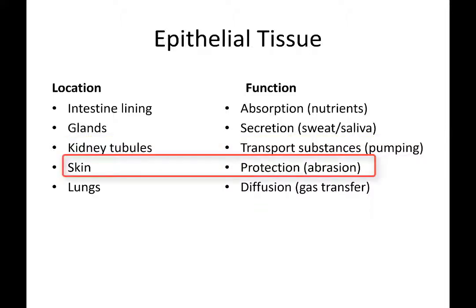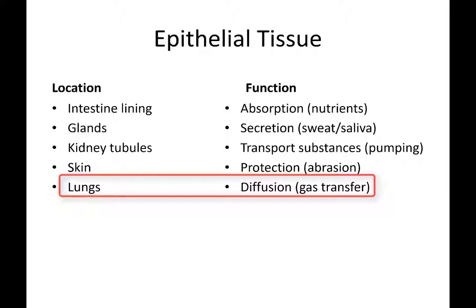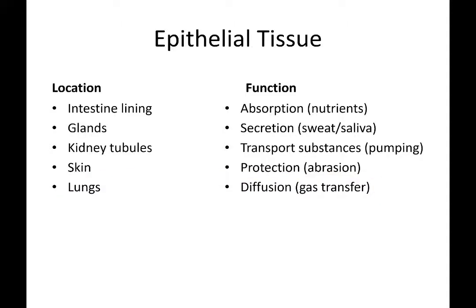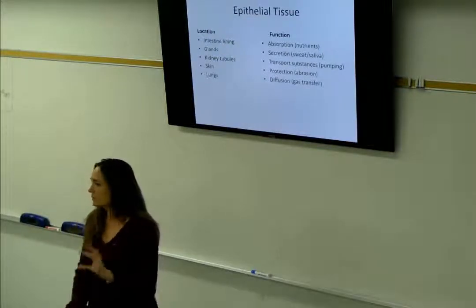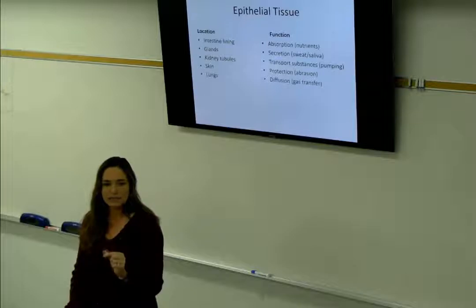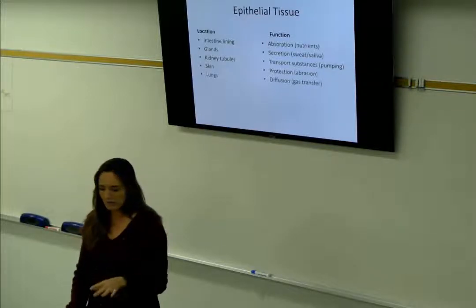The skin is our outer layer. It's used for protection, abrasion. That is made of epithelial tissue. So you can see it has a lot of different jobs. Even our lungs, the air sacs of our lungs are allowing for diffusion of oxygen to our blood. That is made of epithelial tissue. So we're going to go through the different types of epithelial tissue, and then when we're done with this, you'll be able to identify the shapes and locations and the functions of them.